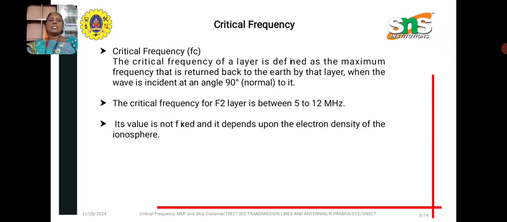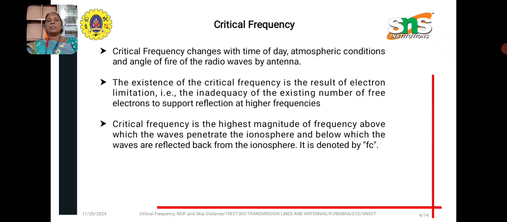And the critical frequency is defined as the maximum frequency that is returned back to the earth by that layer when the wave is incident at an angle 90 degree to it. The critical frequency for F2 layer is between 5 to 12 megahertz. Its value is not fixed and it depends upon the electron density of the ionosphere. Critical frequency changes with time of day, atmospheric conditions, and angle of fire of the radio waves by antenna.